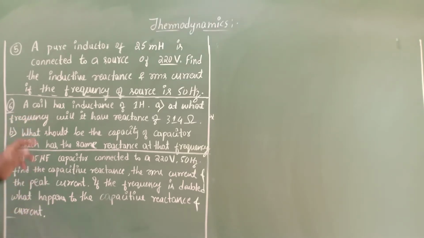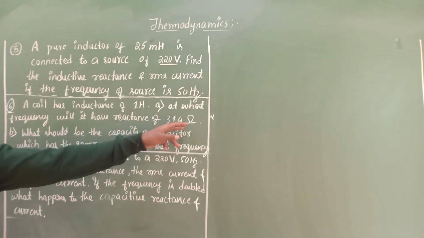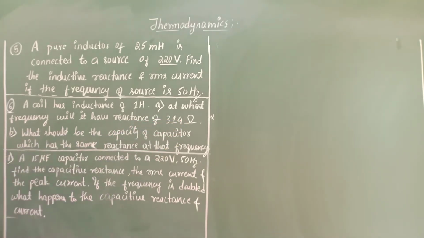So at what frequency will it have a reactance of 314 ohm? That means the XL value becomes 314. So by that time, what will be its frequency? That we need to find. We need to find the value of frequency. That is the first condition.